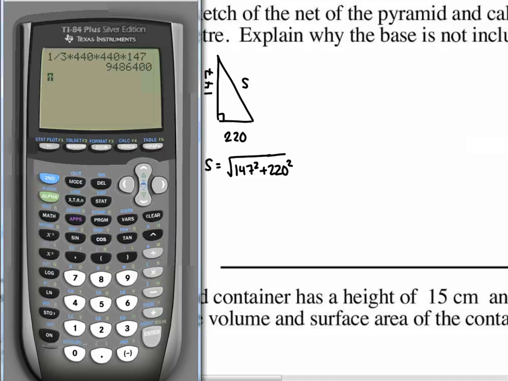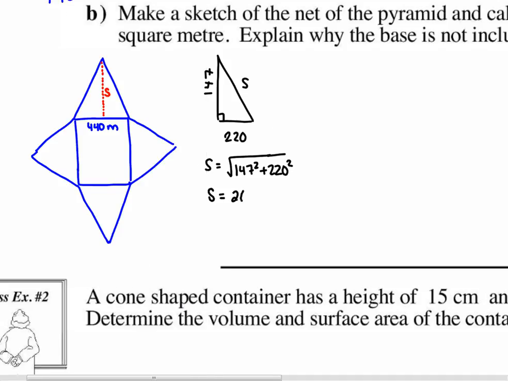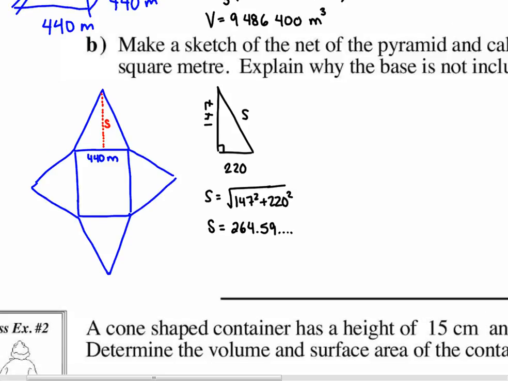Square root of 147 squared plus 220 squared. So approximately 264.59 is our slant height. Okay. Now that we know our slant height, what can I find? So you can find the area of the triangle. What's the question asking me to find?